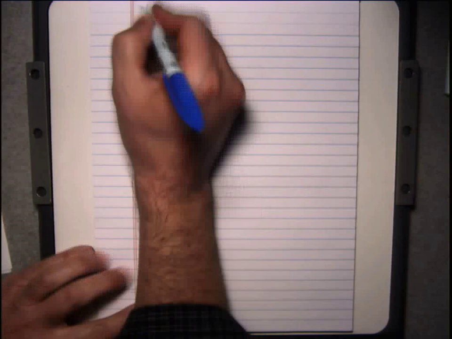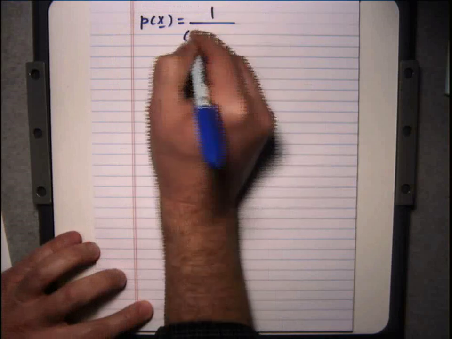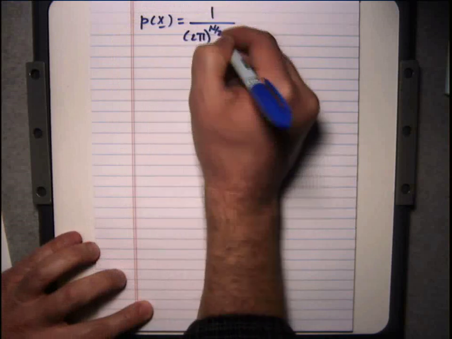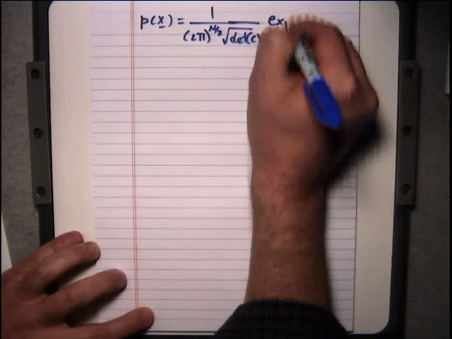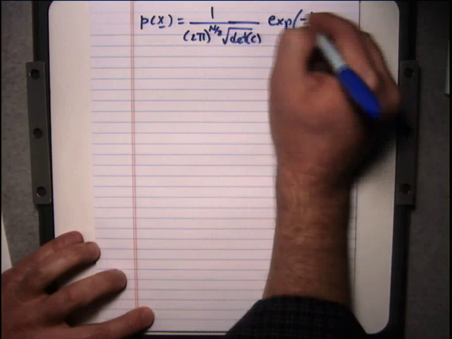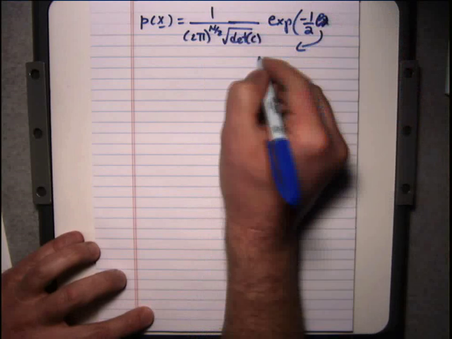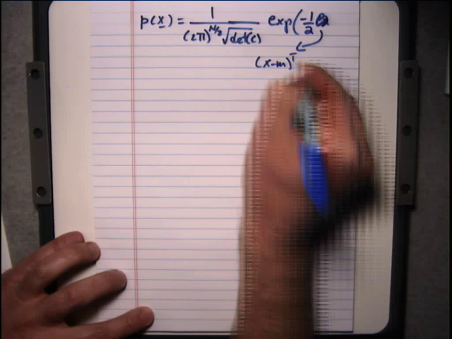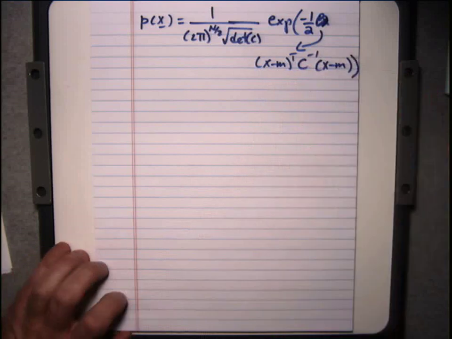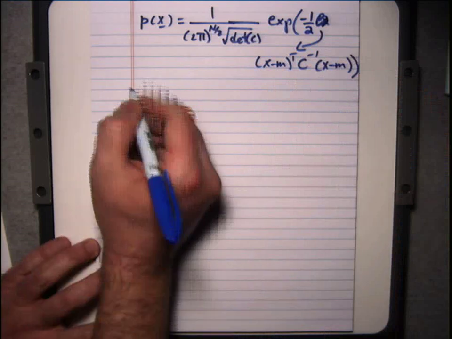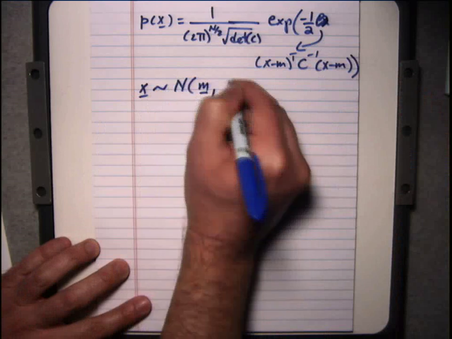Okay, so the PDF looks like this. 1 over 2 pi to the n over 2 times the square root of the determinant of C, times the exponential of minus 1/2 x minus m transpose C inverse x minus m. Another way to denote this is we write x is a normal random variable with mean m and covariance C.